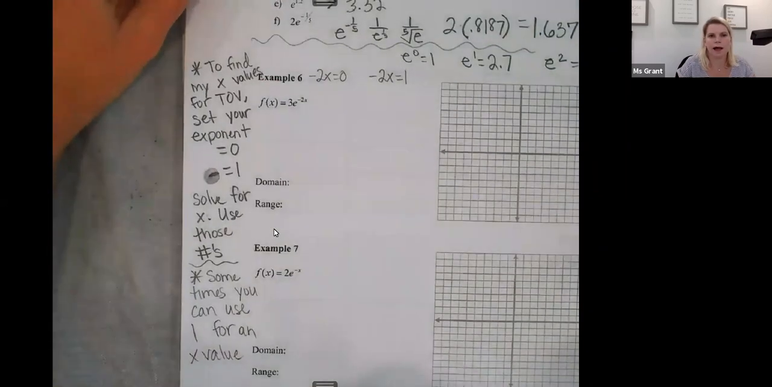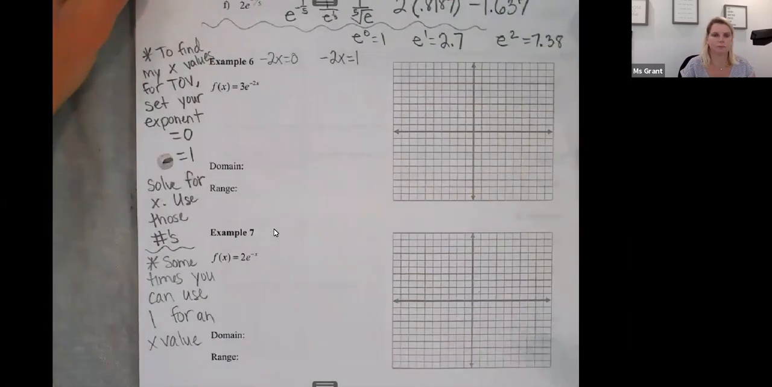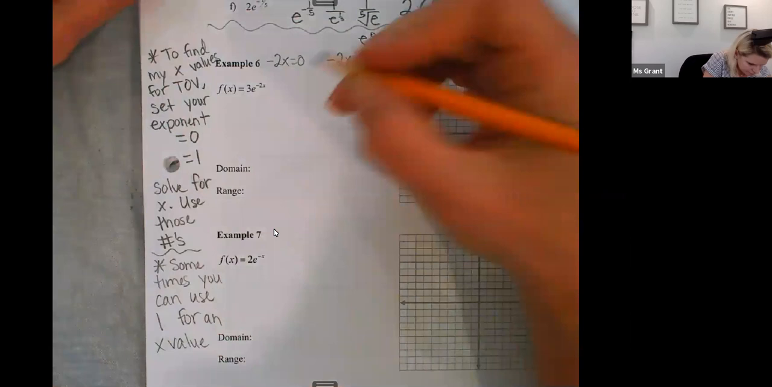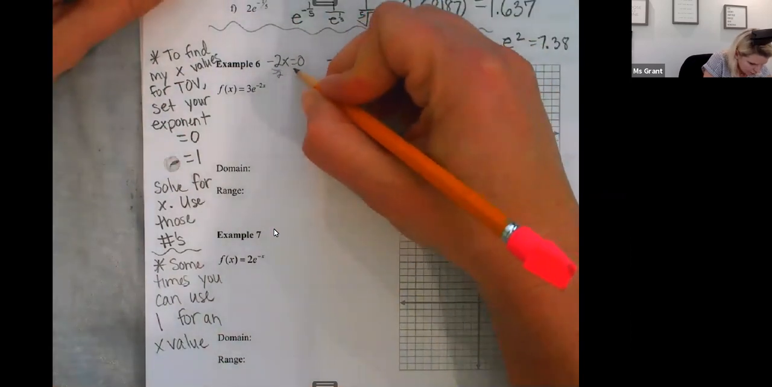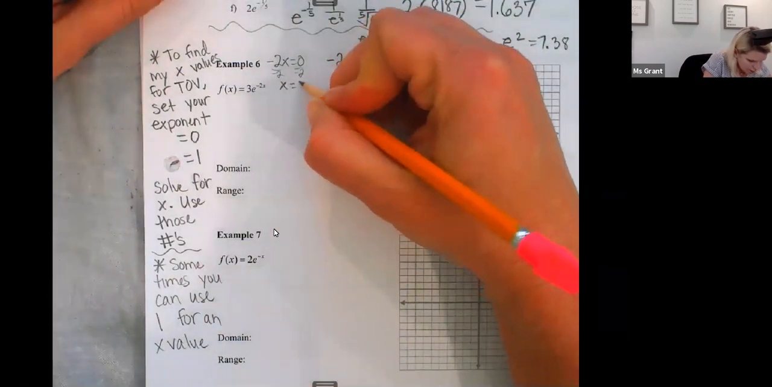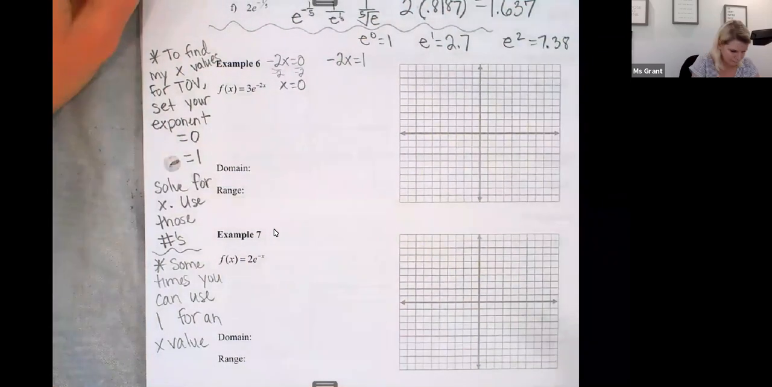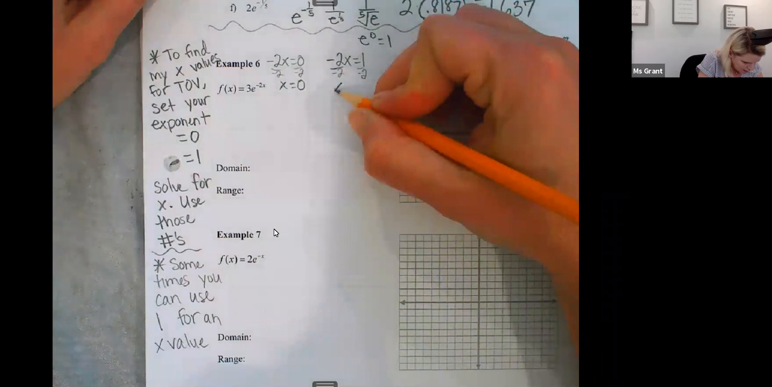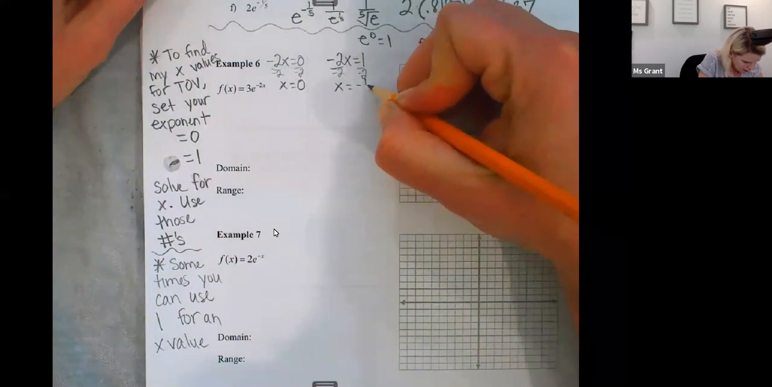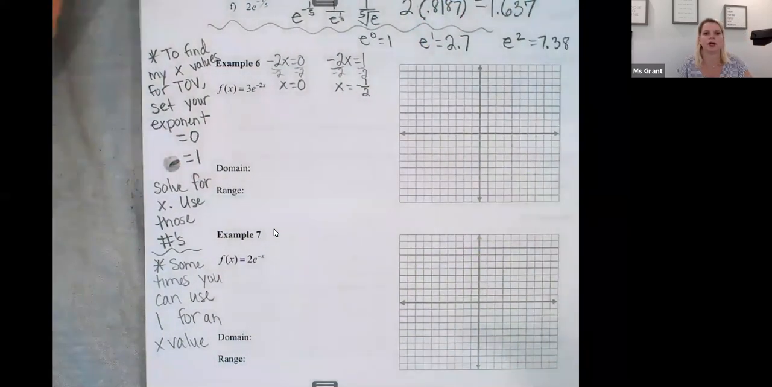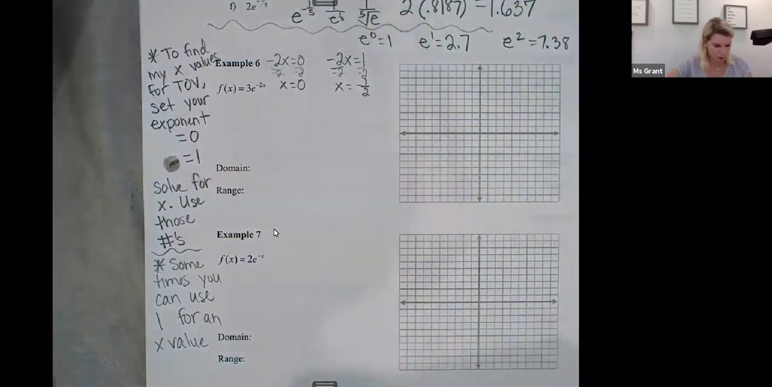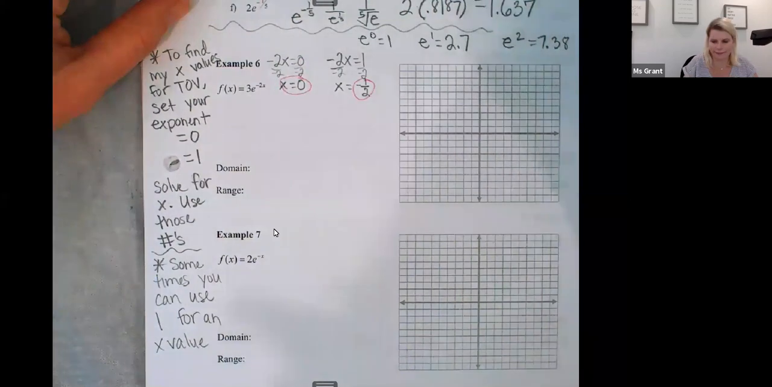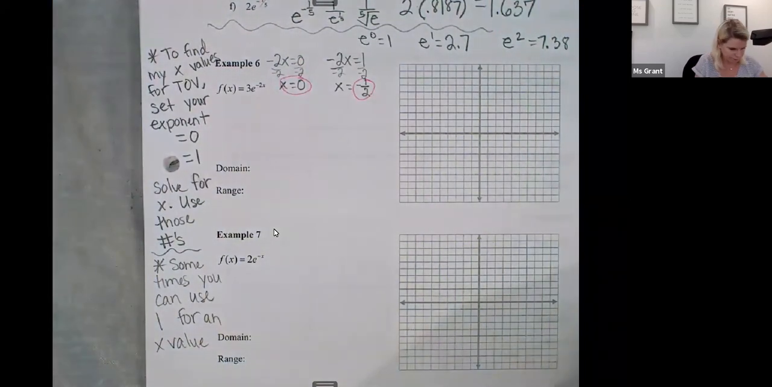So I've got -2x equals 0, so I'm going to solve for x. Divide by -2, x equals 0. And then divide by -2, x equals -1/2. So I am for sure going to use 0 and -1/2 in my table of values.